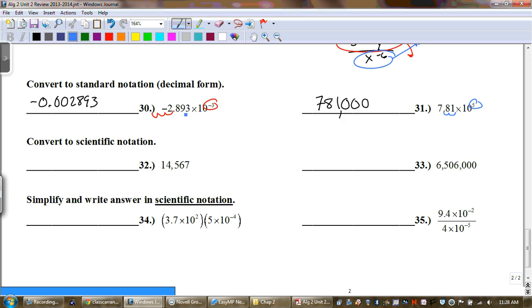Okay, converting this to scientific notation, I need to move it 1, 2, 3, 4 spots. So I moved it 4 spots to the left, which means they need to move it 4 spots to the right. Okay, once again, 1, 2, 3, 4, 5, 6. I moved it 6 spots to the left. They have to move it 6 spots to the right.